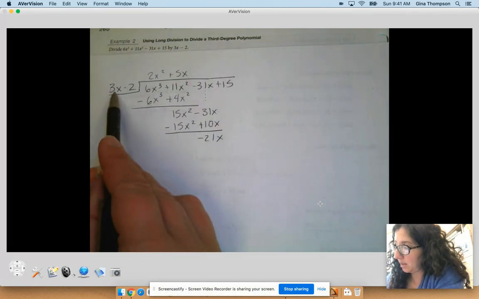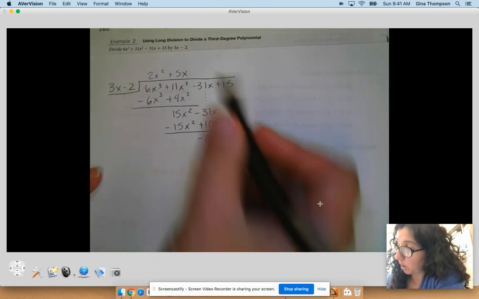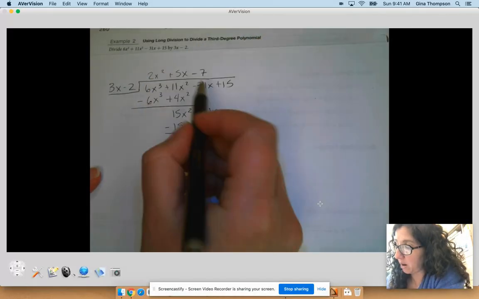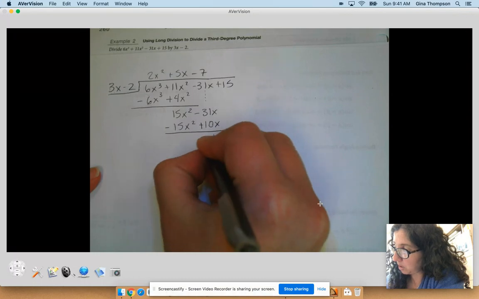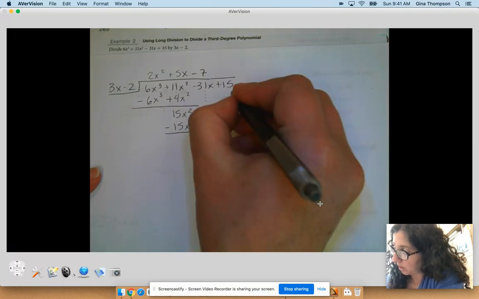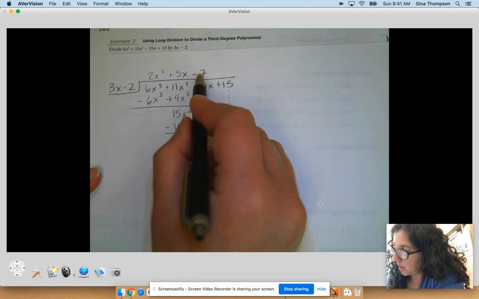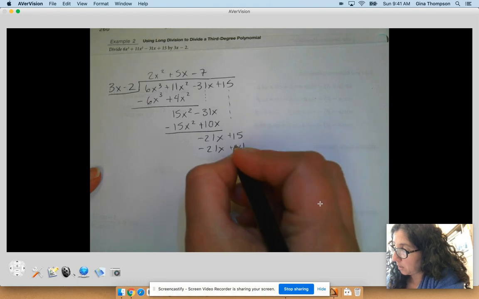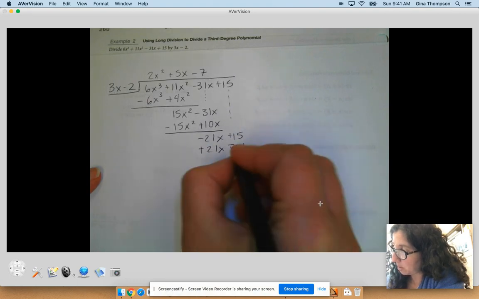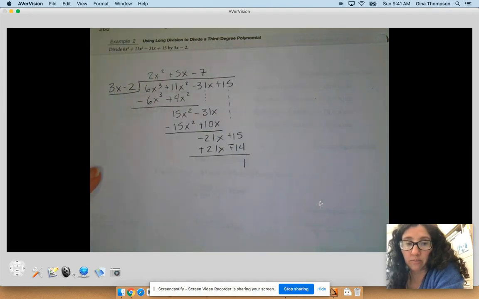Okay, 3x goes into minus 21x how many times? Negative 7, right? So negative 7 I write up there. Now I multiply this by both of these terms. I get minus 21x. Oh, wait, sorry. I have to bring this down, plus 15. Negative 7 times negative 2 is plus 14. And now let's change the signs. That becomes positive. That becomes negative. I add, and I'm left with 1 at the end. Okay, that happens. Sometimes you get a remainder.